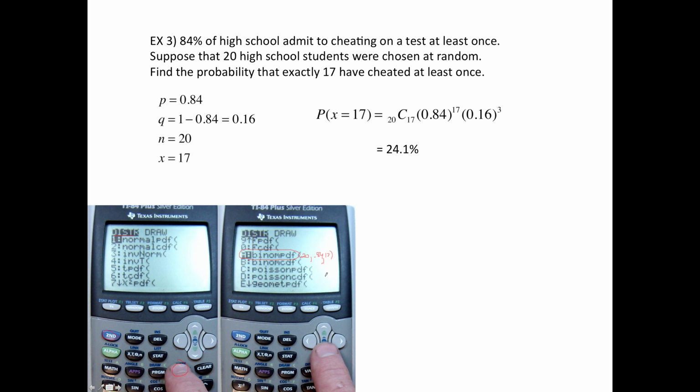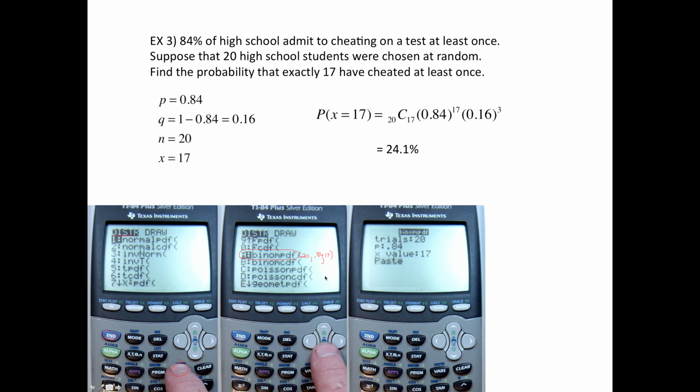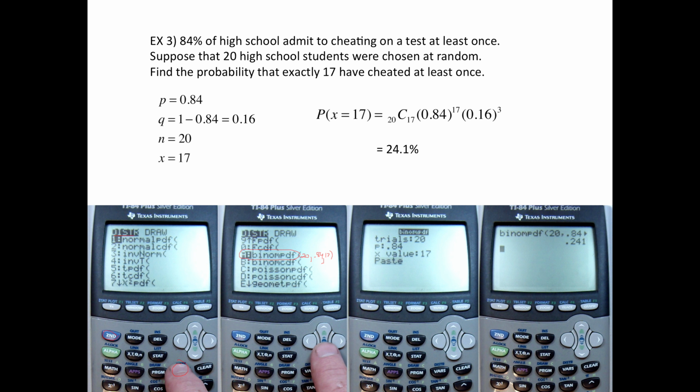Or if you have a newer operating system, it's going to look like this. Put the trials, which is n, the p, 0.84, then the 17, and when you hit paste, it's going to do this exact thing that we did in the older type calculator. So it would then look like that. After you hit enter, then it tells you 24.1% is the answer.